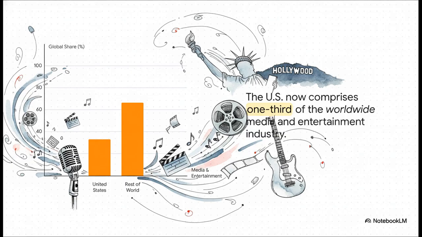Fast forward to the modern era, and the whole dynamic has just completely flipped on its head. While British English was once the language of a global empire, American English has become the language of global culture. The U.S. now accounts for a massive 1/3 of the entire worldwide media and entertainment industry, exporting Americanisms back across the globe through movies, music, and TV.